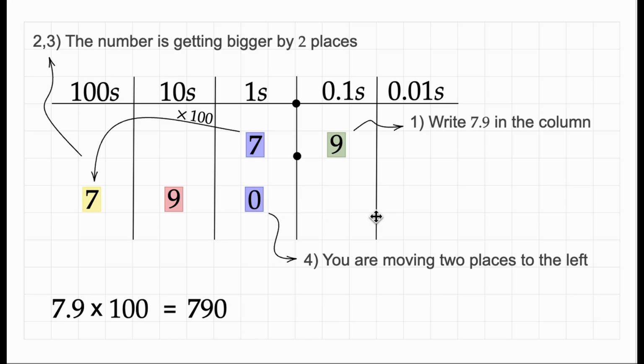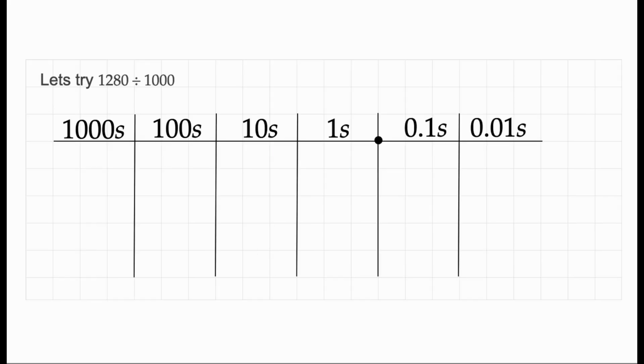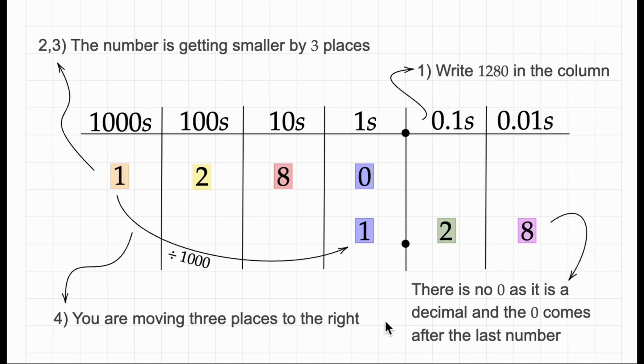Similarly, if it's a decimal and the first digit is somewhere over here, you need to fill in all of the columns to the left up to the ones with zeros, just to hold the place whilst showing that there's nothing there. So can you do 1,280 divided by 1,000? Again, pause the video if you want to try it out for yourself. Again, first things first, we've got to write 1,280 in the column. There's no decimal places in this number, so we start with the digit furthest to the right, which happens to be a 0. So there's 0 ones, 8 tens, 2 hundreds, and 1 thousand.